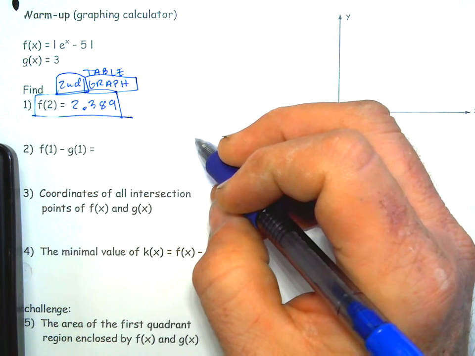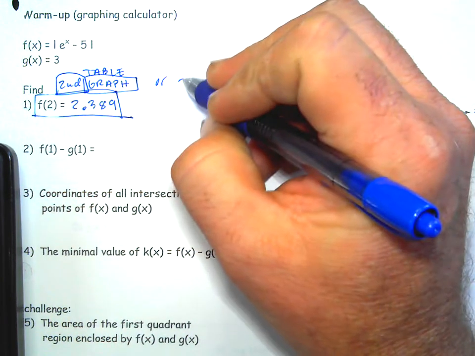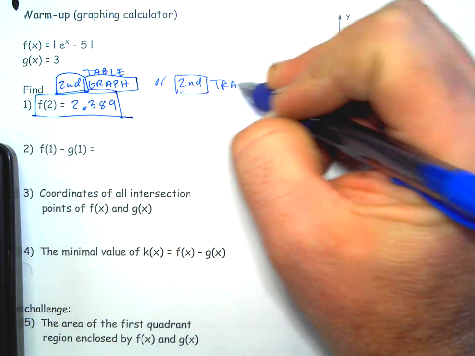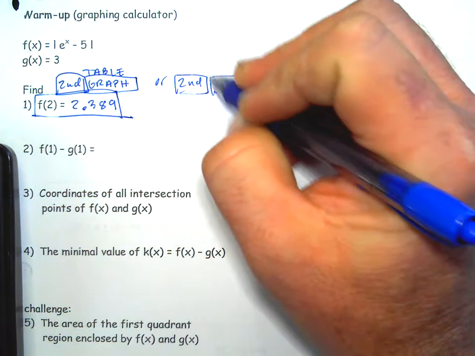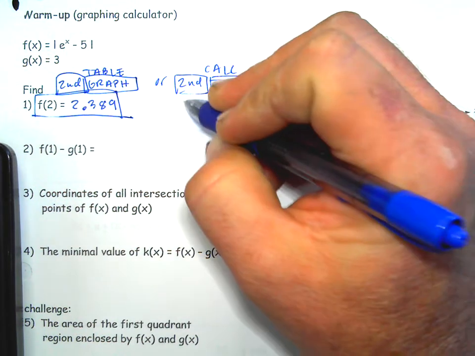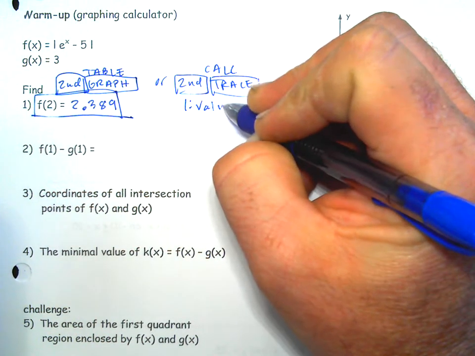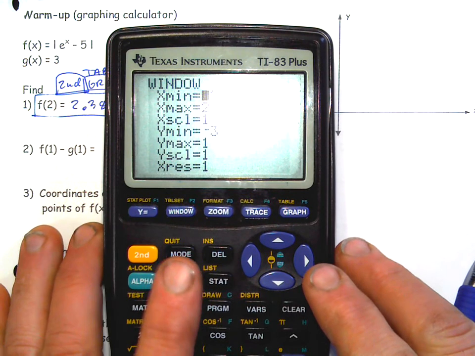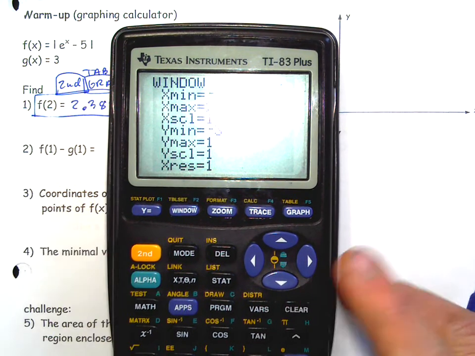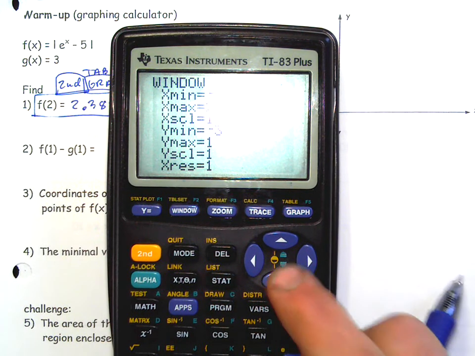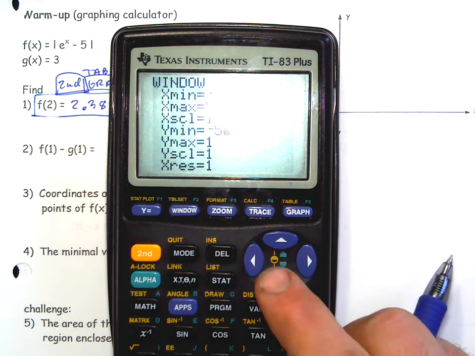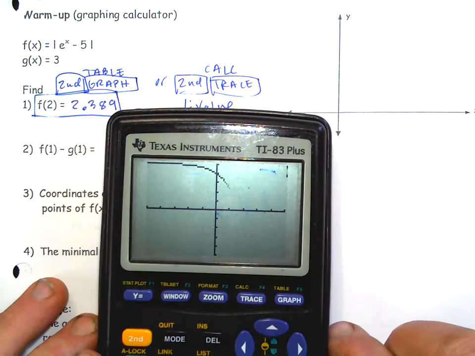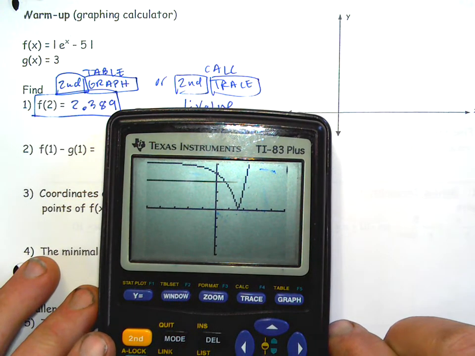right? Or you could do it from the graph. You could do second trace calc and use option number 1 value. So I guess I'll show you that real quick. And now for that, you probably want to get graph. So let's go to the window and say, well, I don't know, we could just say -5 to 5, -5 to 5, just start off with, and then change it. I don't know, looks all right.